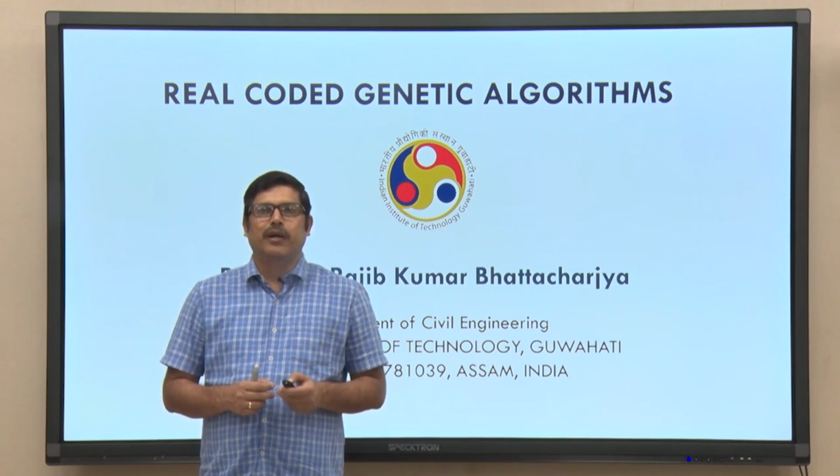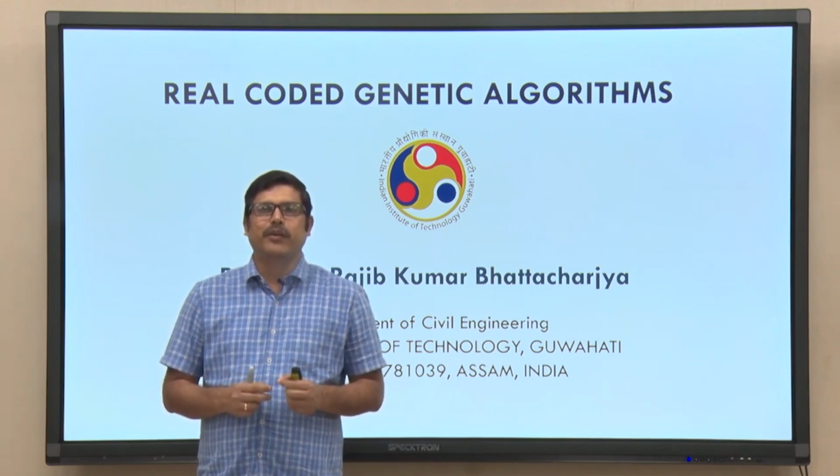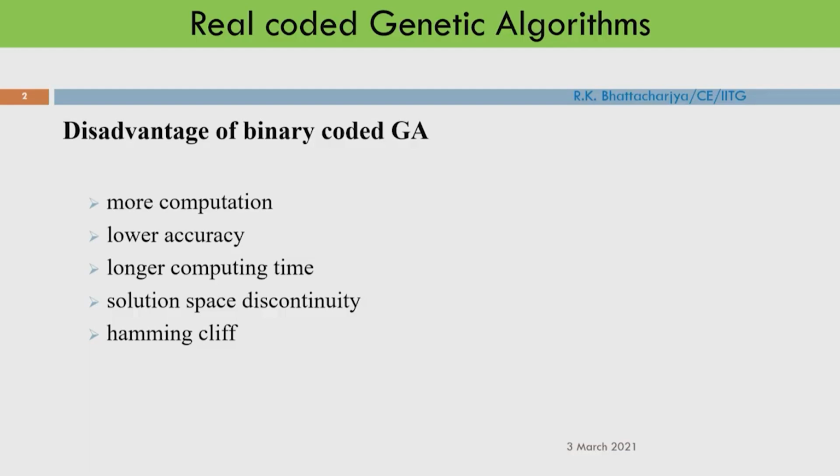Okay. So let us see what the disadvantages of binary coded genetic algorithm are. I have listed some of them. First, there is more computation. The computational complexity is more because we are dealing with strings. The variable has been converted to a binary string, and if you want more precision, then the length of the string will be very large. In that case it is really difficult to handle.